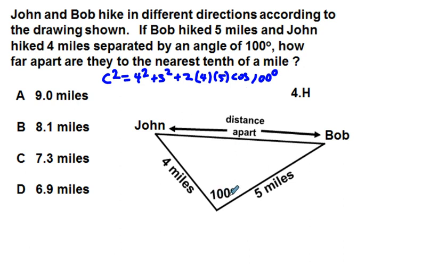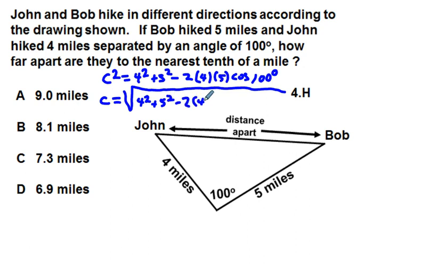And if our angle is 90 degrees, this last term doesn't matter. And I made a little mistake there, didn't I? That's supposed to be minus. Check your formula charts. So c is going to be equal to the square root of all this business here. Okay, so we'll put 4 squared plus 5 squared minus 2 times 4 times 5 times cosine 100 degrees. And we will have our answer here.